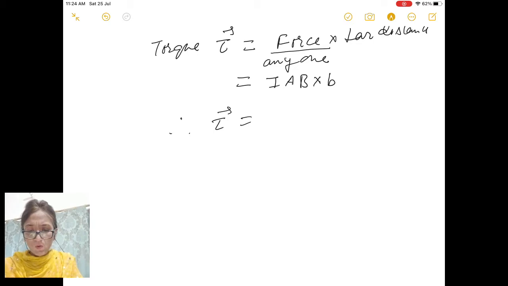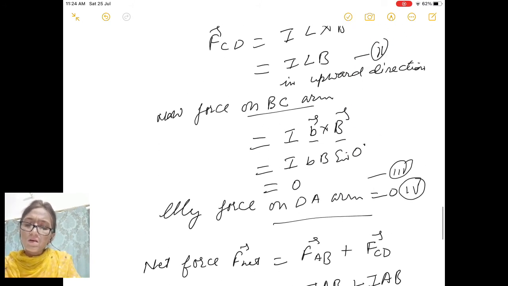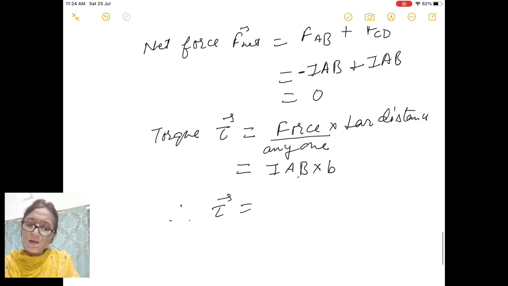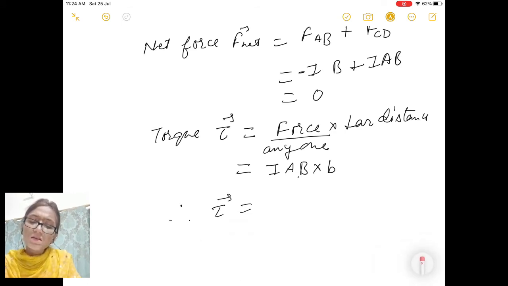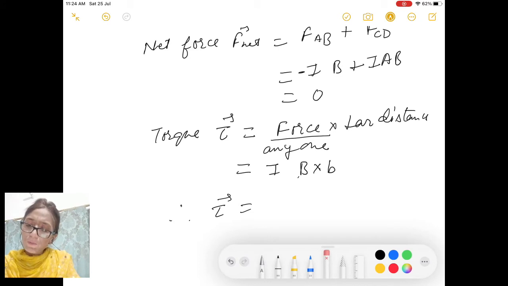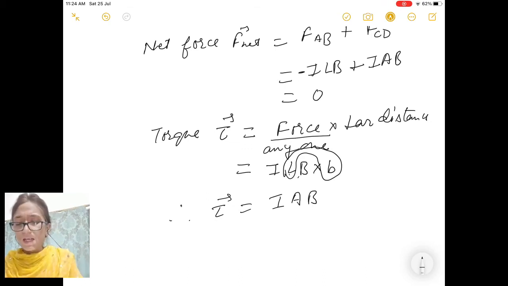Therefore the torque comes equal to ILB. Here, ILB. Let me correct it: this is not IAB, this is ILB. And length into breadth is called area. So here the torque comes equal to IAB.